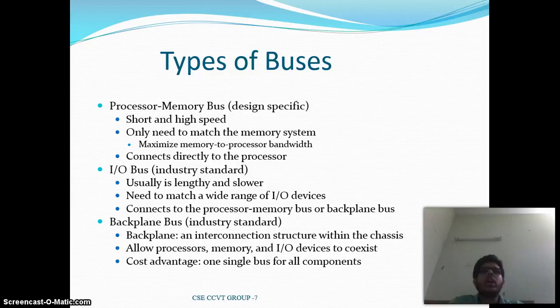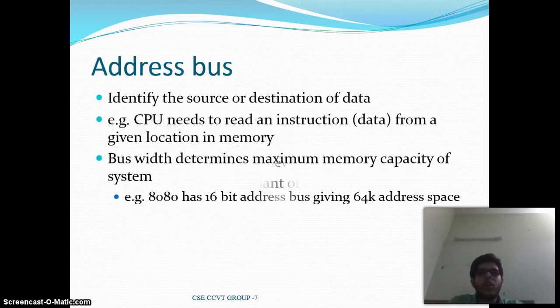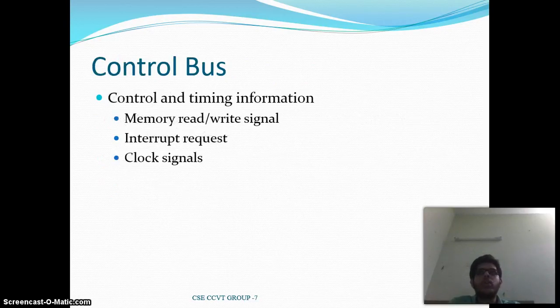The input-output bus is usually lengthy and slow because it has a long range of input-output devices, and it usually connects to the processor-memory bus or backplane bus. The backplane bus receives its name because it was built into the backplane of a computer, that is, it was interconnected with the chassis. It allows processors, memory and input-output devices to coexist on a single bus and has the cost advantage of having only one single bus.